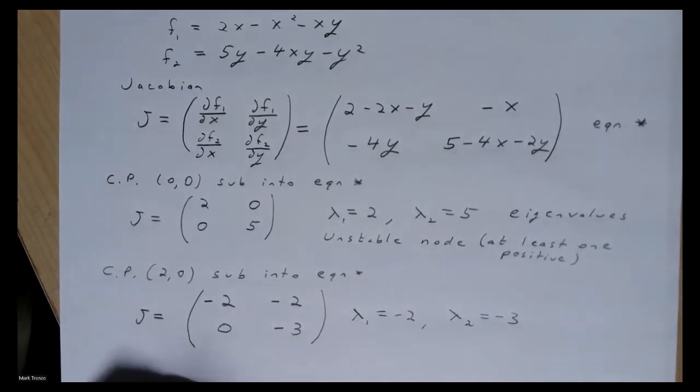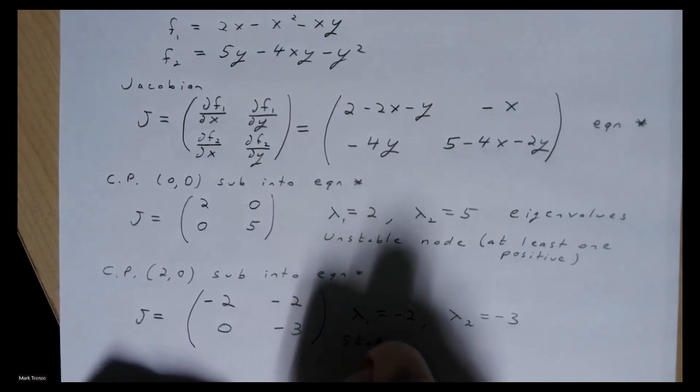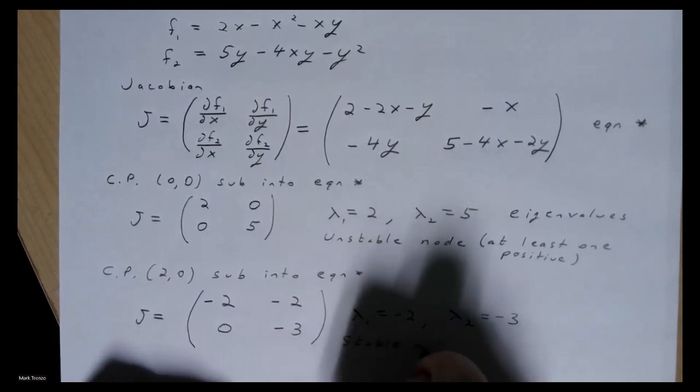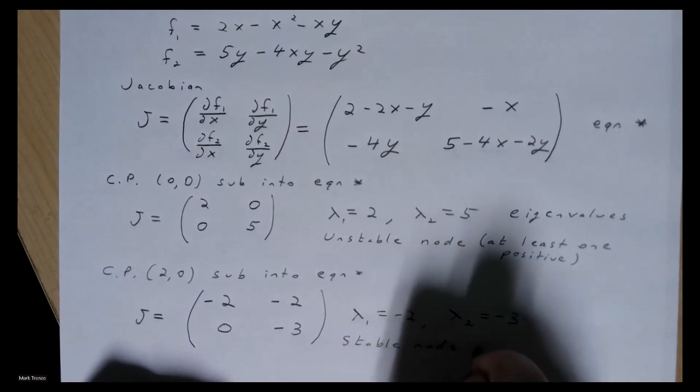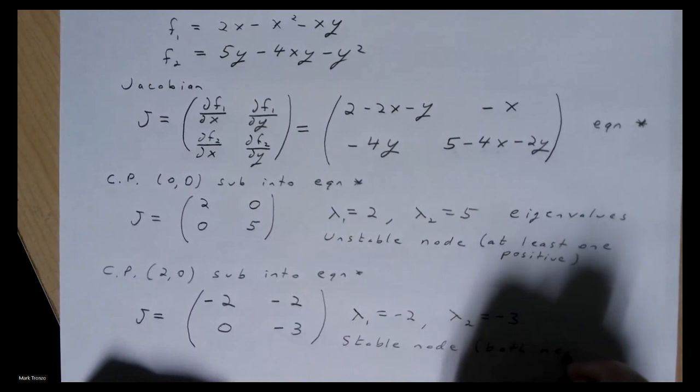And so this time we have a stable node, because they're both negative.